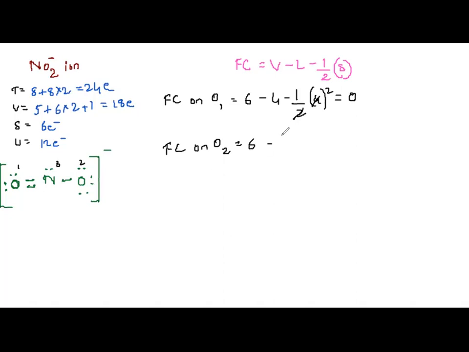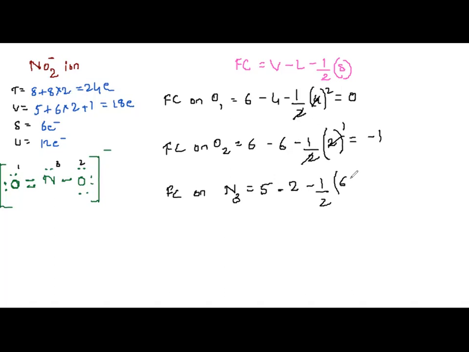Formal charge on oxygen number 2: 6 minus, there are 6 non-bonded electrons, half into 2. 2 ones are 2, so 6 minus 6 is 0. This becomes minus 1. Formal charge on nitrogen, numbered 3: nitrogen has 5 valence electrons minus non-bonded electrons 2 minus half into 6, which is 3. 5 minus 2 is 3, and 3 minus 3 is 0. Therefore, I can conclude this oxygen is 0, this oxygen is minus 1, and this nitrogen is 0.